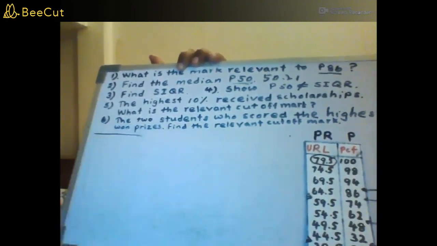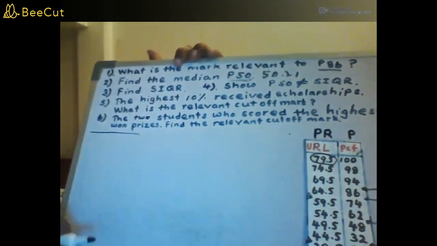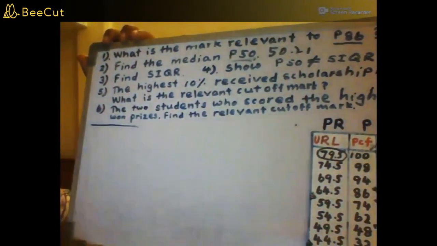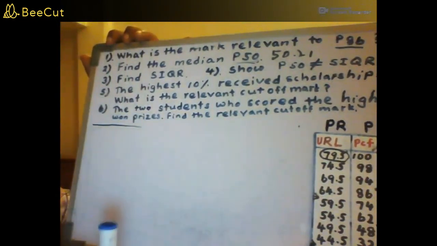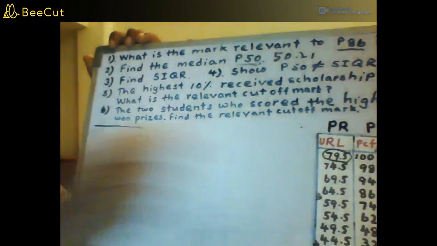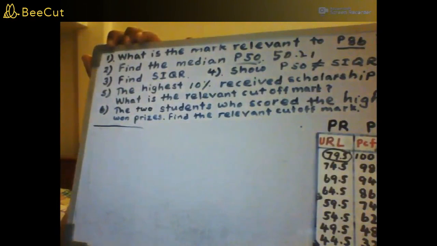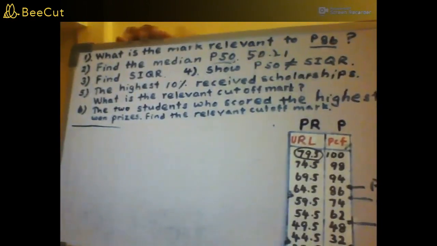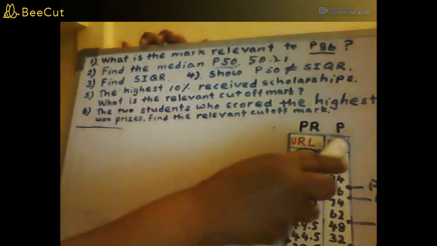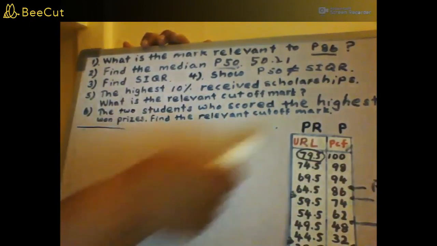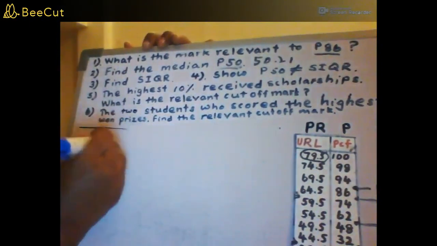I am doing all the possible questions. The two students. So what is given there? Students, frequencies. Right? So P column. The two students who scored the highest marks won prizes. Find the relevant cutoff mark. Once again, the highest part, right? The two students, here we can find only percentage values. But what's the total of this series? 50.